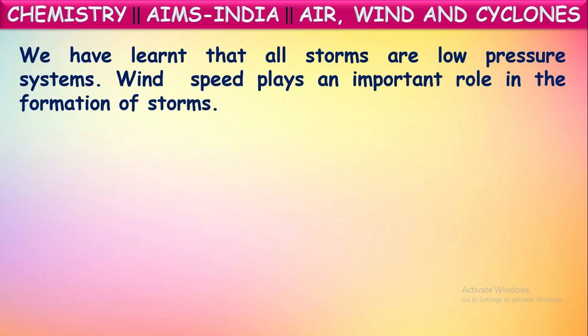We have learned that all storms are low pressure systems, isn't it? These storms, cyclones, or hurricanes are all because of the creation of a low pressure area. The pressure difference in the air causes all this. Air from the high pressure areas rushes to the area where low pressure is created. Because of this, strong winds, cyclones, and hurricanes are created. Wind speed plays an important role in the formation of these storms, isn't it?